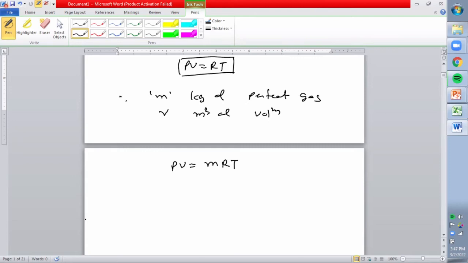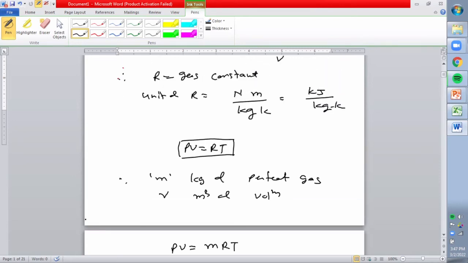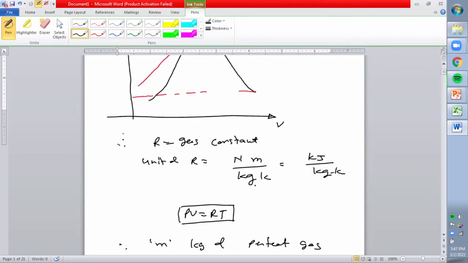Yes, sir. Did you understand how the units work? PV is Newton meter per kg Kelvin. Pressure is Newton per meter square. Volume is meter cube per kg. So meter square and meter will get cancelled, so there will be only one meter. So Newton meter per kg.